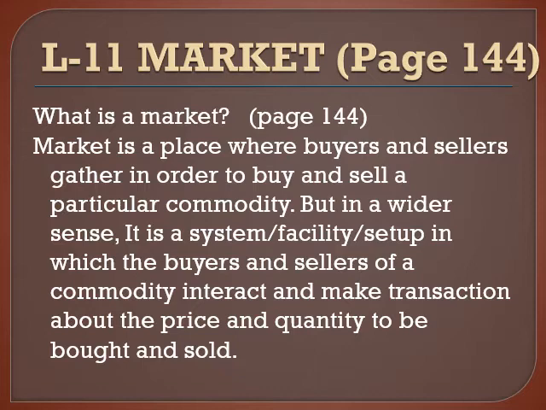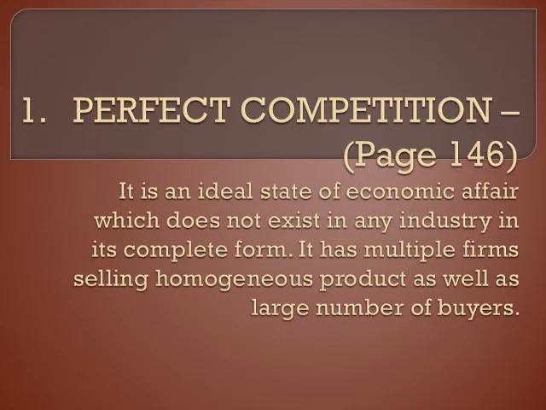Okay. Next is perfect competition. You will find it on page 146. Perfect competition is a situation which does not exist in an industry in its complete form. That means fully in the market you cannot find perfect competition, okay, because this is an extreme case. A perfect competition has multiple firms who sell homogeneous products and they have a large number of buyers. Homogeneous product means same products.